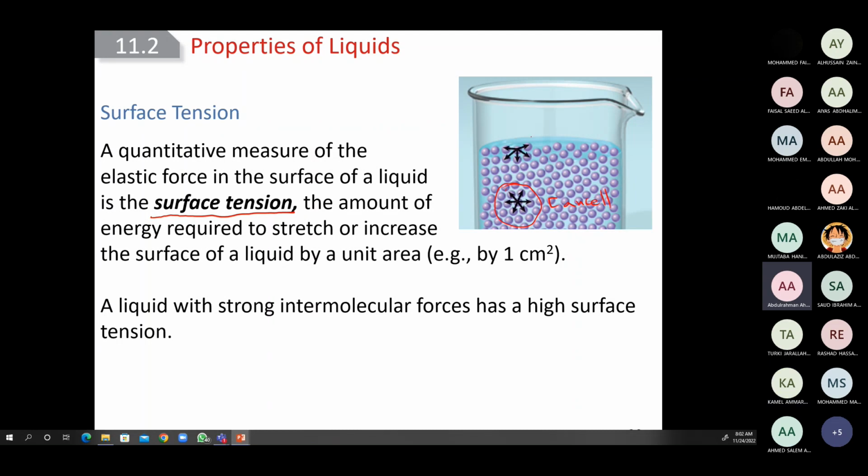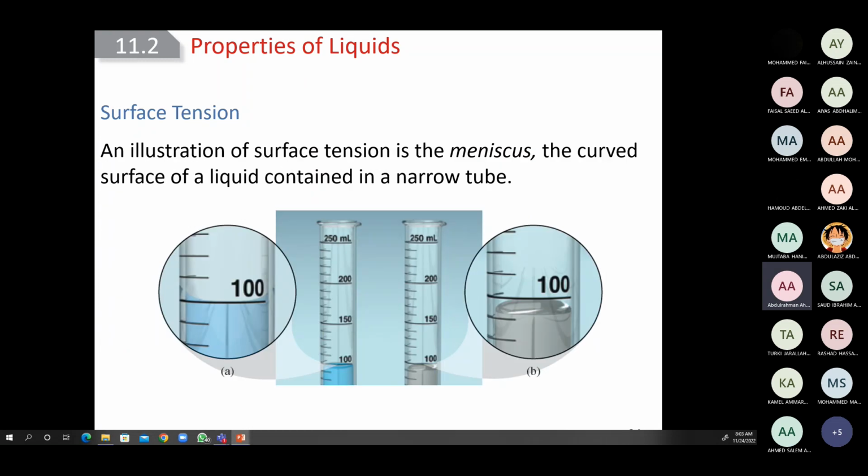But on the surface, what will happen? They will not cancel. They will cancel from this side and this side. But how about from this side? The upper side is open. Yeah, that's the meaning of surface tension. It's the attraction between what? The liquid molecules. Okay, good.